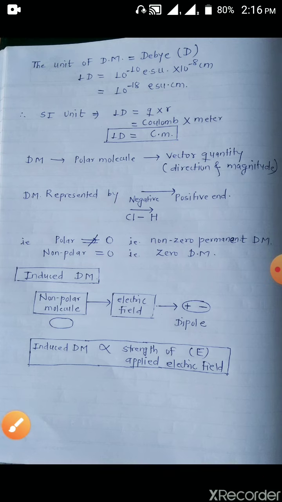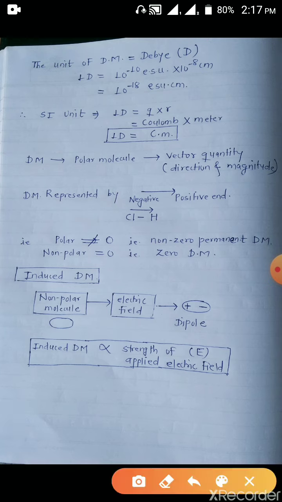The dipole moment can be determined experimentally, and it gives an idea about the polarity of a molecule. A polar molecule has both direction and magnitude, and that's why the dipole moment is a vector quantity. The dipole moment is represented by an arrow which starts from the negative end and ends towards the positive end.